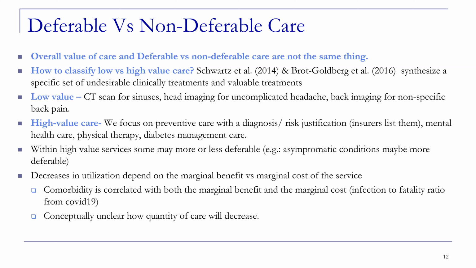Okay. The most important thing to realize is that high and low value doesn't mean it should be deferred or not deferred. So think of something like preventative care. Preventative care is remedying something that's asymptomatic, and so may be thought to be deferrable. There's also another layer of complication, which is that care that could be most valuable because a patient is comorbid is also care that may be most risky, because the comorbidities in themselves are correlated with the infection to fatality rate from COVID-19. And so while I may be really benefiting from that marginal doctor visit, it's also the one where the marginal cost has increased since the COVID-19 pandemic because of the infection to fatality rate.